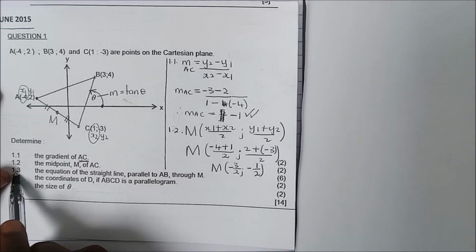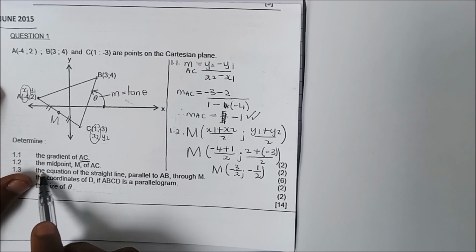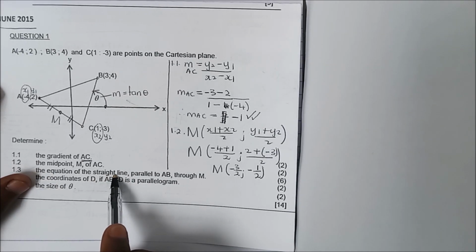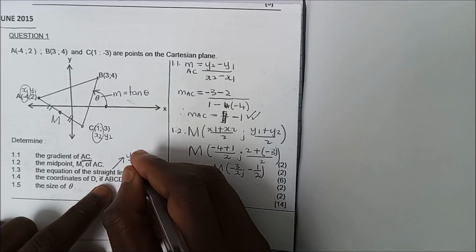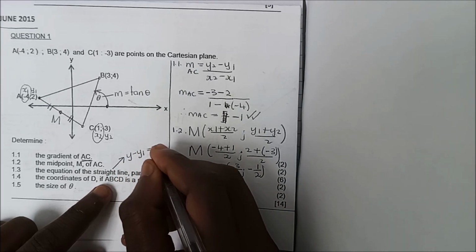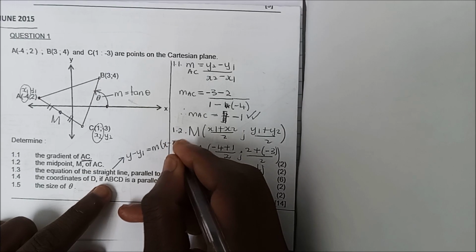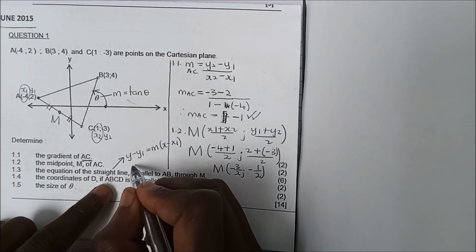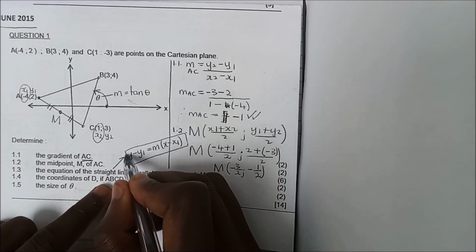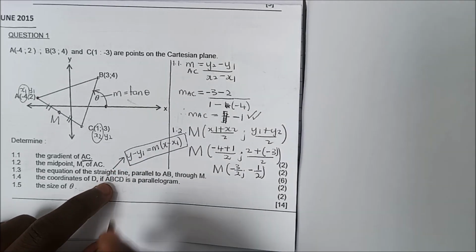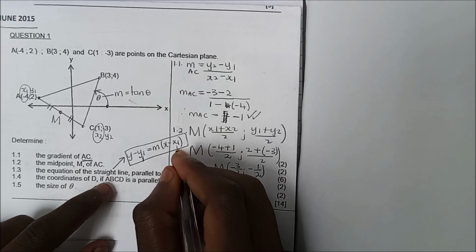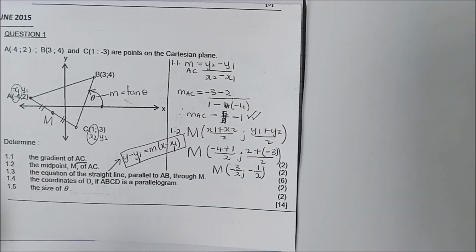So now 1.3 says determine the equation of the straight line. So now they're talking about the straight line. We know the equation. It's going to be this one. So we are going to use this equation to determine the equation of that straight line. Remember, y1 and x1 is any point that is on that line.